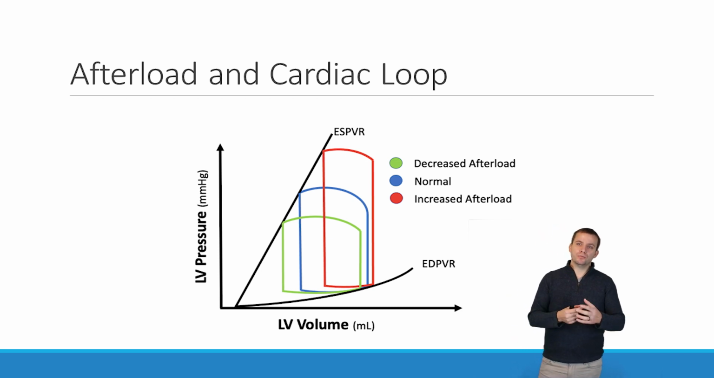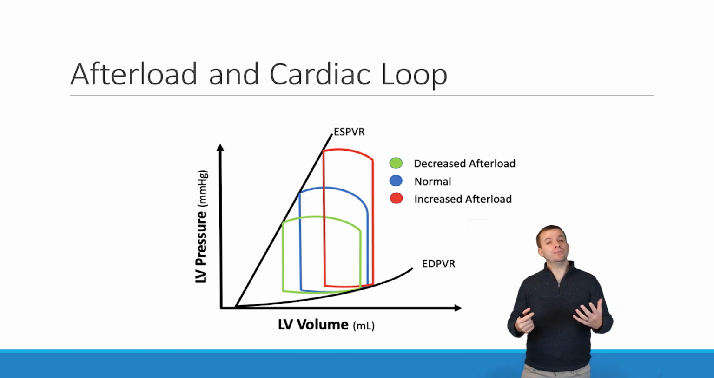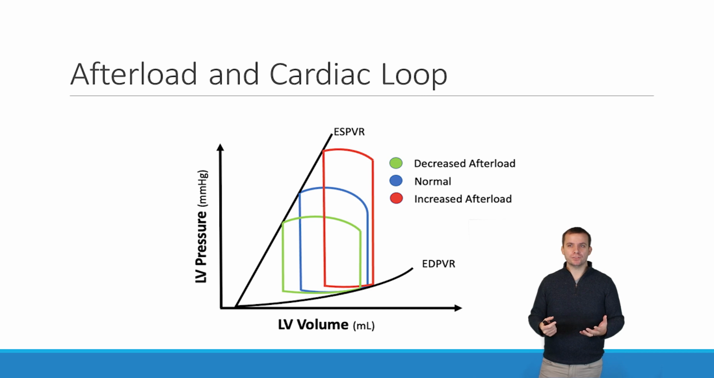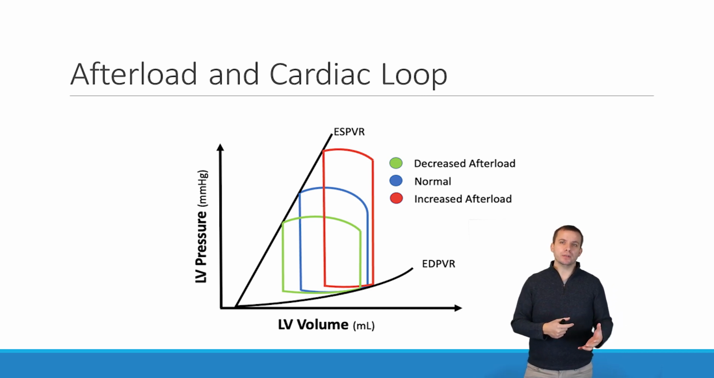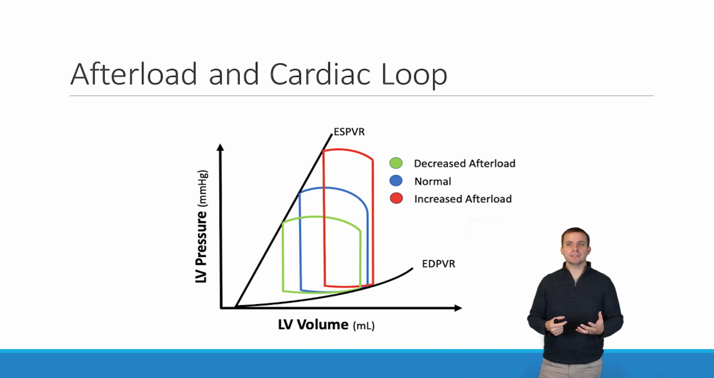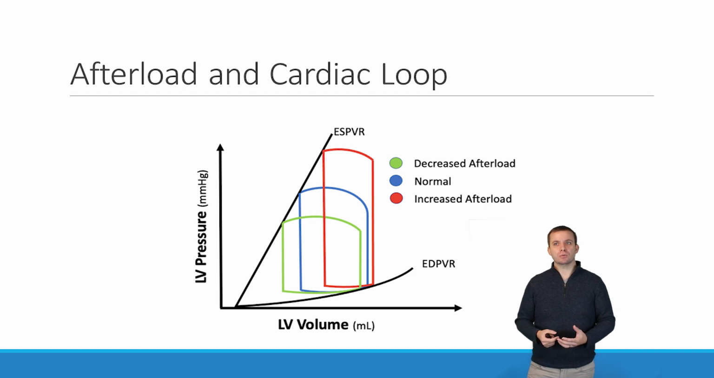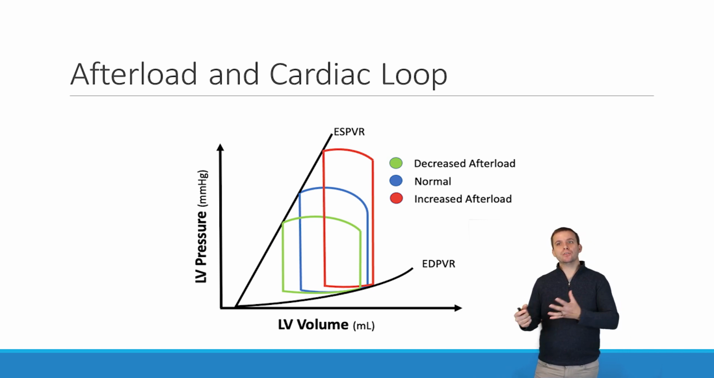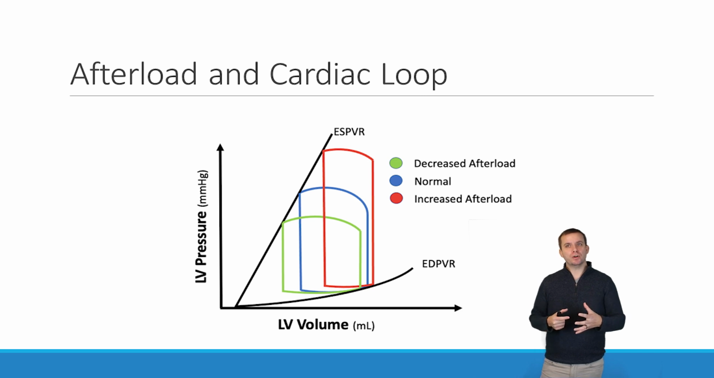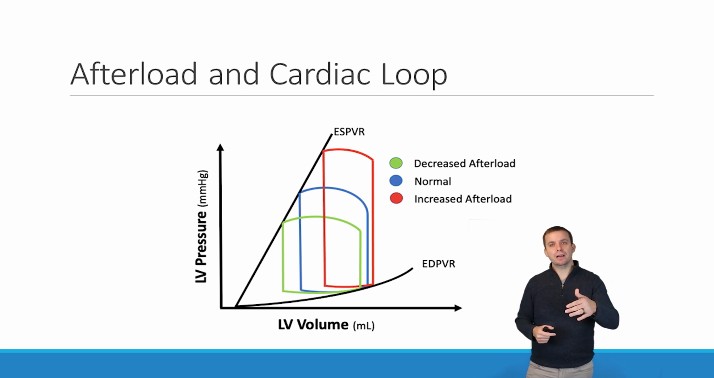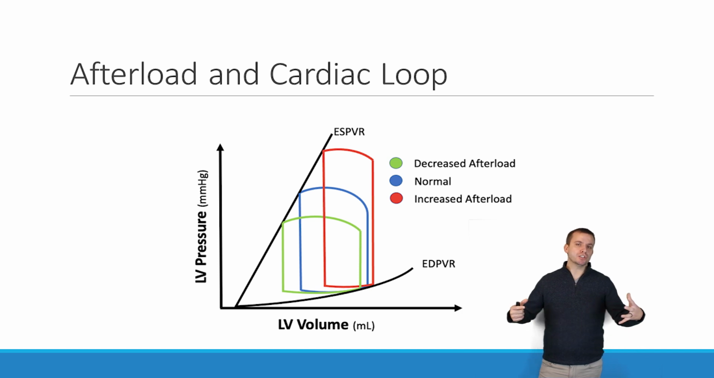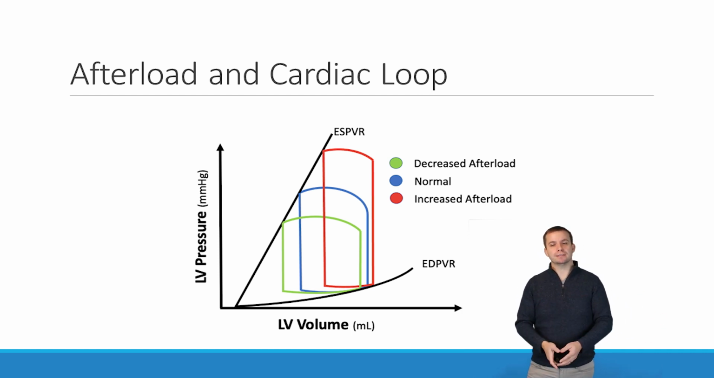Here's another example. Like I said before, if you change afterload, it's not going to change the contractility. The ESPVR is a way of measuring contractility, so that is independent of preload and afterload. As you change the afterload conditions, you're not going to change that ESPVR, but you are going to change other things. Normal is in blue. If you increase afterload, you're going to really narrow that pressure volume loop and make that pressure significantly higher. If you decrease afterload, you're going to stretch out that pressure volume loop and make that pressure lower. You're going to be able to eject more volume because it's going to be easier to eject, since you're pushing against less resistance.